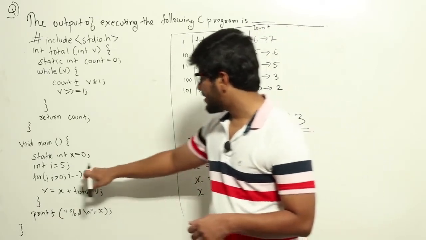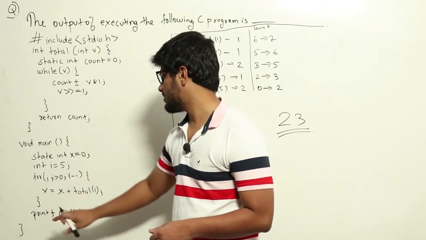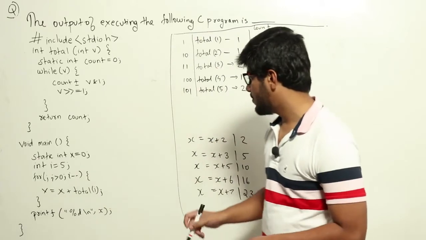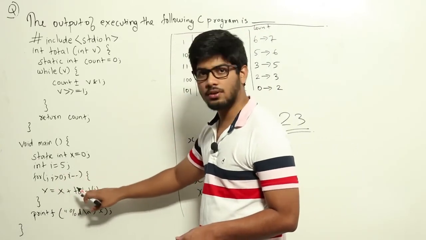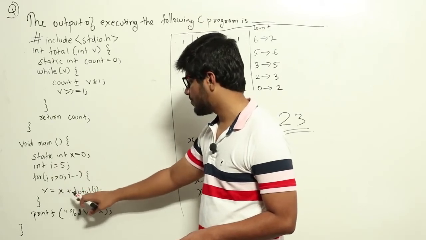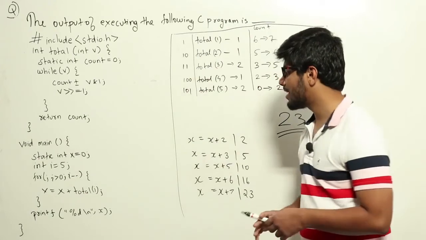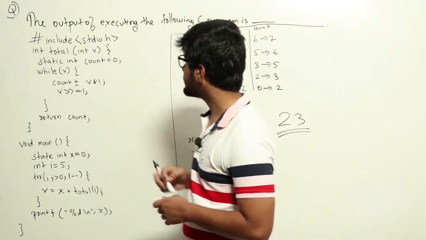So inside the loop, i changes from 5, 4, 3, 2, 1, and when it becomes 0, it will exit. So from 5 to 1, this part will execute, meaning initially i is 5, so it will call total of 5, x equal to x plus total of 5, then it will do total of 4, total of 3, total of 2, total of 1. So total will be called for 5, 4, 3, 2 and 1. So let's look at this function total.